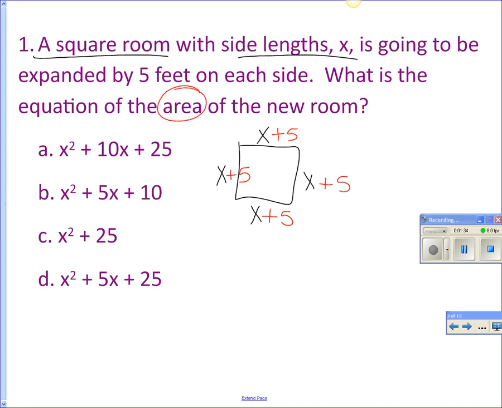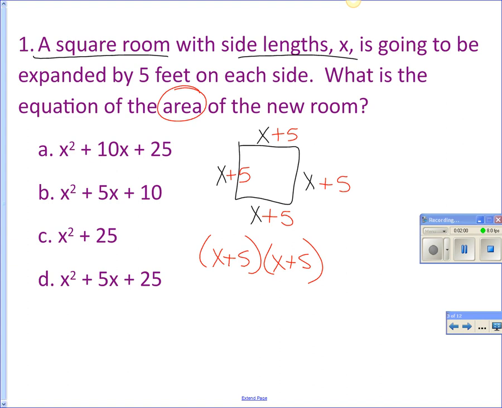The area of a square is the same thing as the area of a rectangle. What do we have on our foldable for the area of a rectangle? Length times width. So x plus 5 times x plus 5.